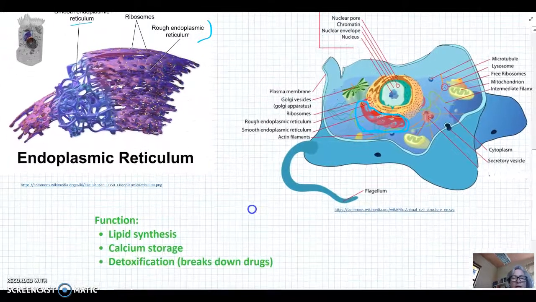So what are the functions of the SER? There are three main functions I want to talk about: lipid synthesis, calcium storage, and detoxification. So first of all, lipid synthesis.